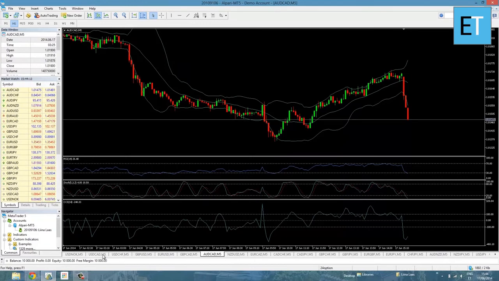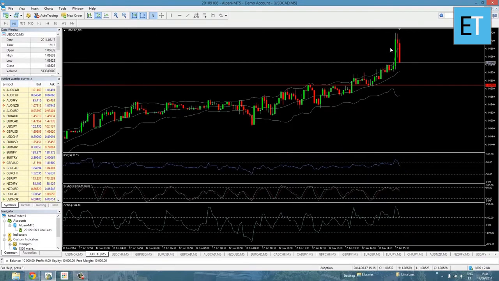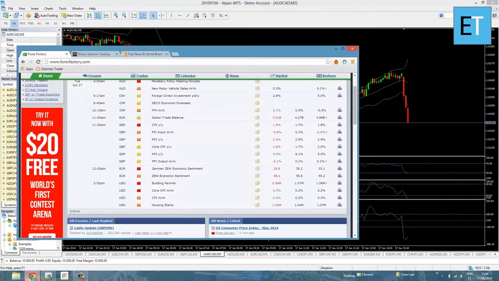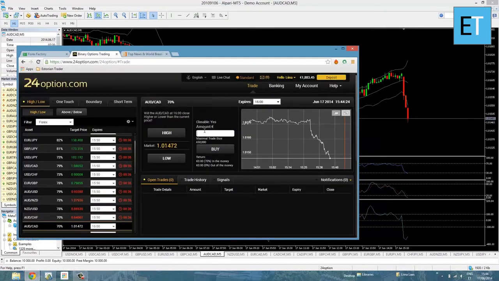So let's look at US dollar here. So sudden jump. Okay, now back to the trade. I'm going to start that now. Take it for 15 minutes. Australian dollar, Canadian dollar going up. Just wait for the end. Take that about here.